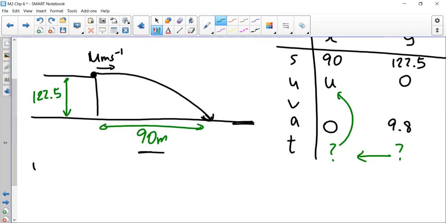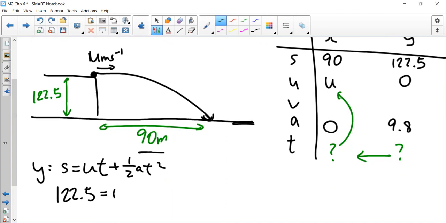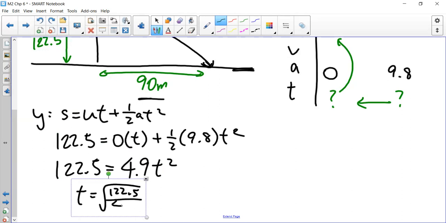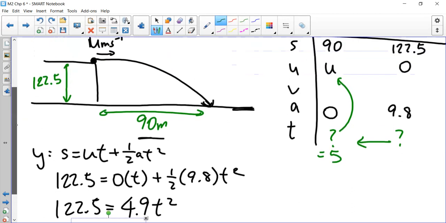So that's our game plan. Okay, so on y, let's start with that. s equals ut plus a half at squared. s is 122.5, u is 0 times t plus a half times 9.8 t squared. So 122.5 equals half times 9.8, which is 4.9, t squared. So t equals the square root of 122.5 divided by 4.9. Mental maths again. 5 seconds. So once we found t equals 5, perfect. Then we can use the x column to help us work out the u.